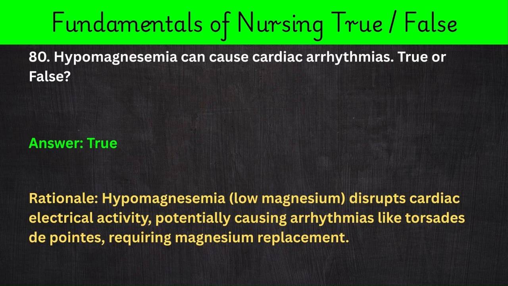80. Hypomagnesemia can cause cardiac arrhythmias. True or false? Answer: true. Rationale: hypomagnesemia, low magnesium, disrupts cardiac electrical activity, potentially causing arrhythmias like torsades de pointes, requiring magnesium replacement.